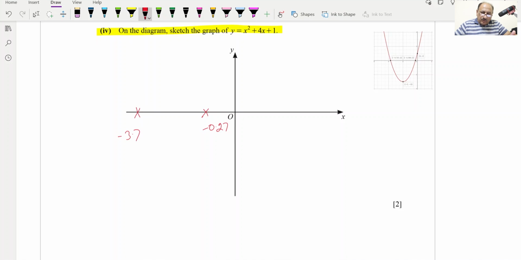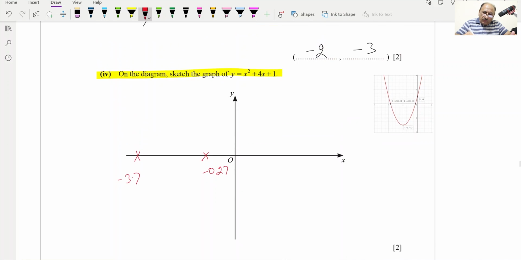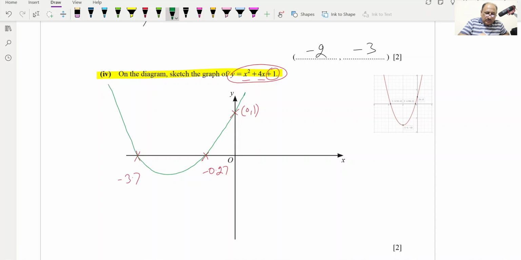And if we take x equal to 0 for the y intercept in this equation, these two terms will be 0 and y will be equal to 1, so we can write here 0 and 1. We'll have to indicate the y intercept and x intercepts, and now we can draw the quadratic graph like this one. This is basically sketching, so you will just have to show the x and y intercepts.